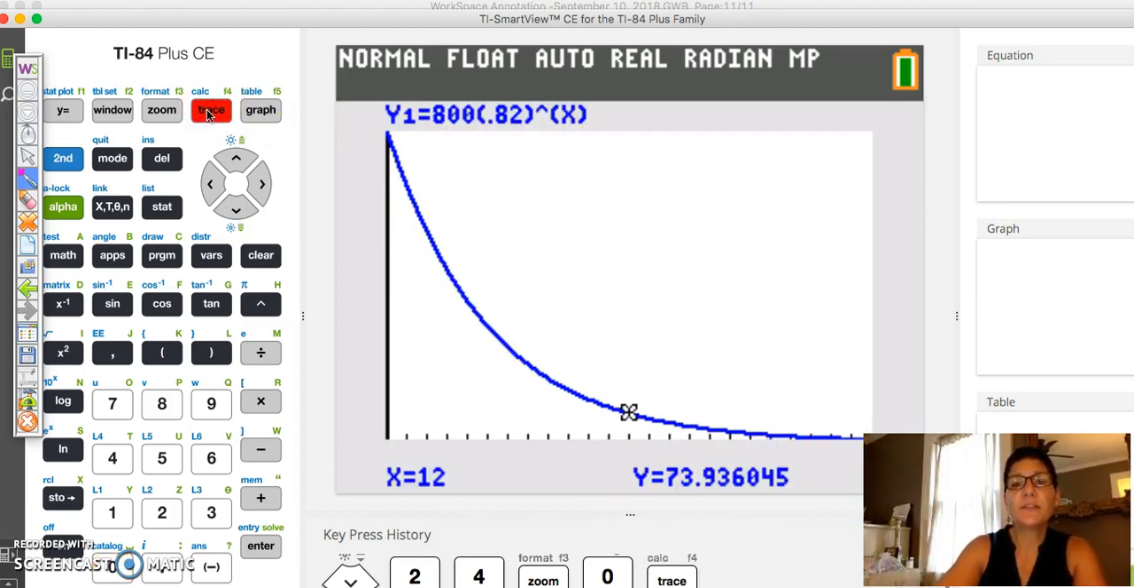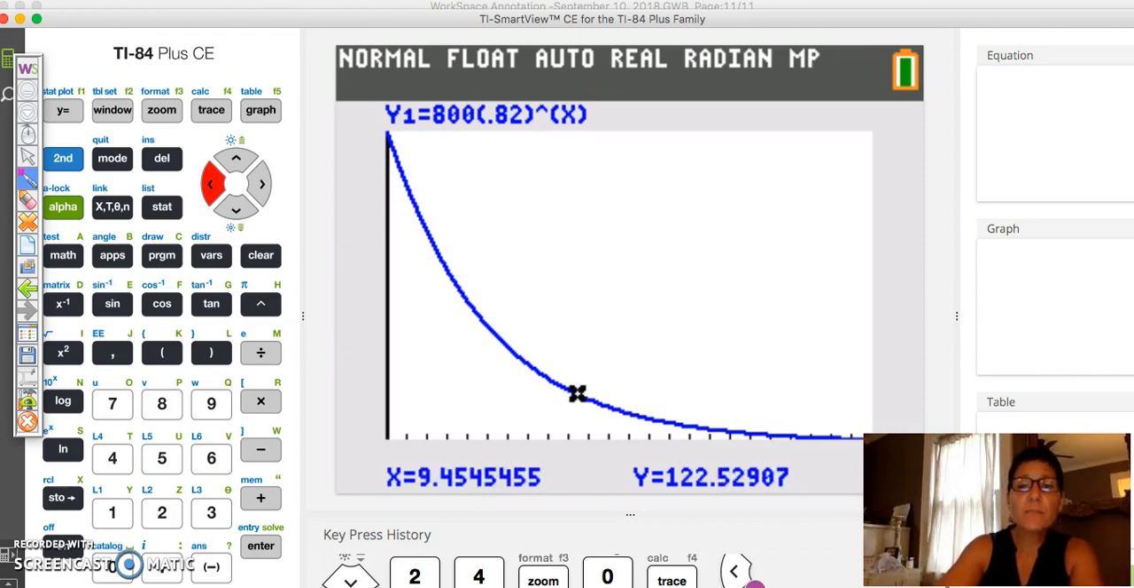If we press the trace key, whatever it says on yours, you should be able to interpret. Mine says that after 12 hours, because X is hours, Y represents the number of milligrams of Advil left in your body. So there is still 73.936 milligrams of Advil left in your body after 12 hours. That's just an interesting thing to note. And if you hit your left and right arrow keys, you can tab back and forth and basically see what's going on with your curve.